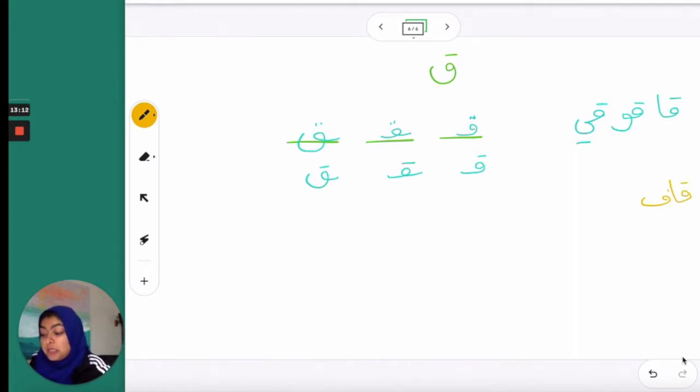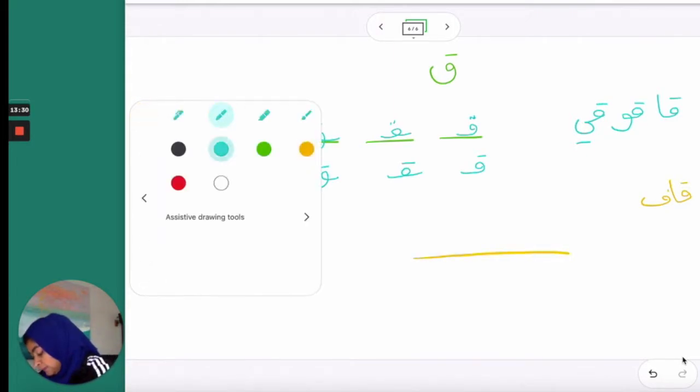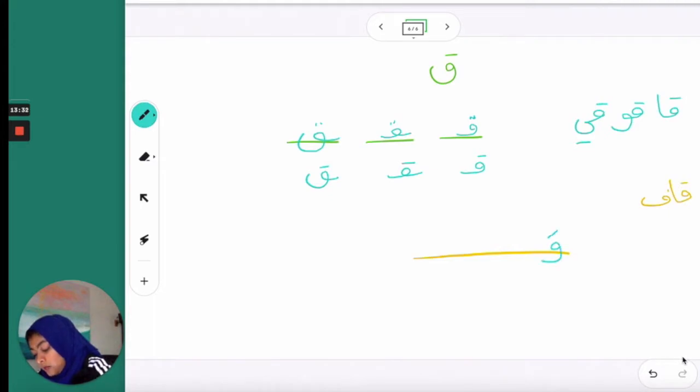Okay, let's do a word. Waraqa. It's a feminine word, and it means paper. Wa, ra, remember they don't connect. Then you have qaf in initial position because ra doesn't connect. And because I told you it's feminine, ta marbuta. Waraqa, paper.